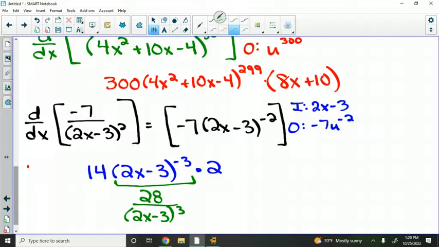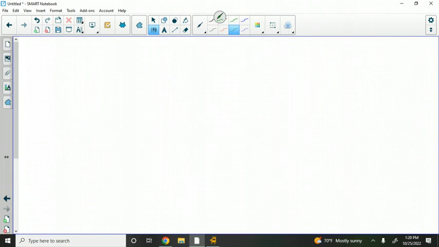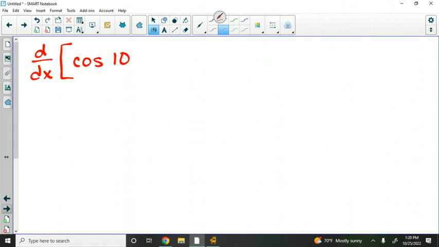Okay, now we're going to do several trig examples. Practice this with trig. So let's try first. We'll find the derivative of, let's do the cosine of 10x.